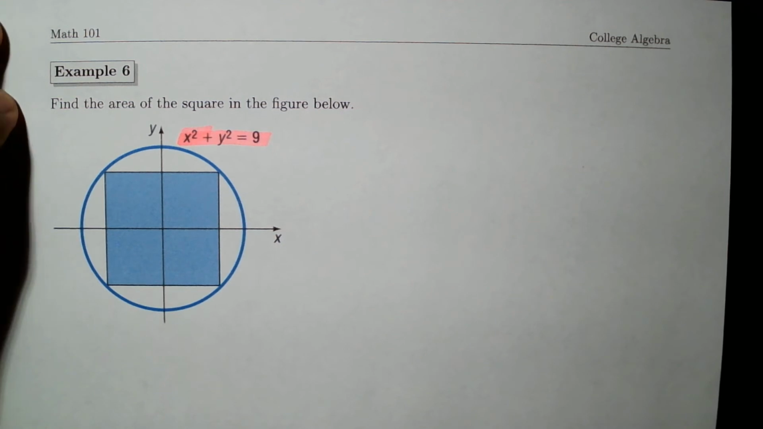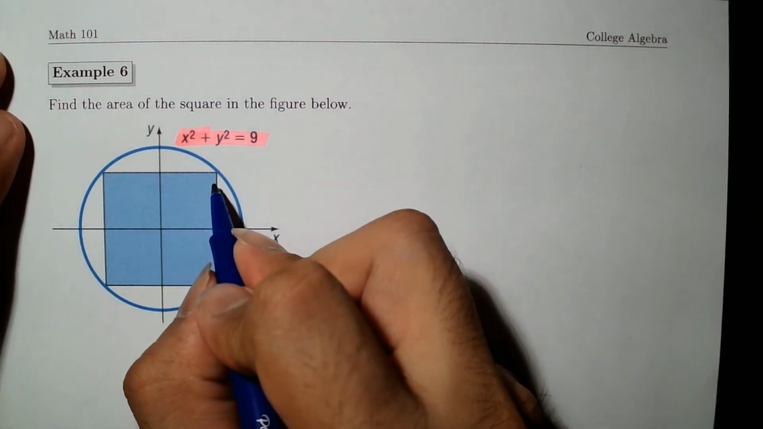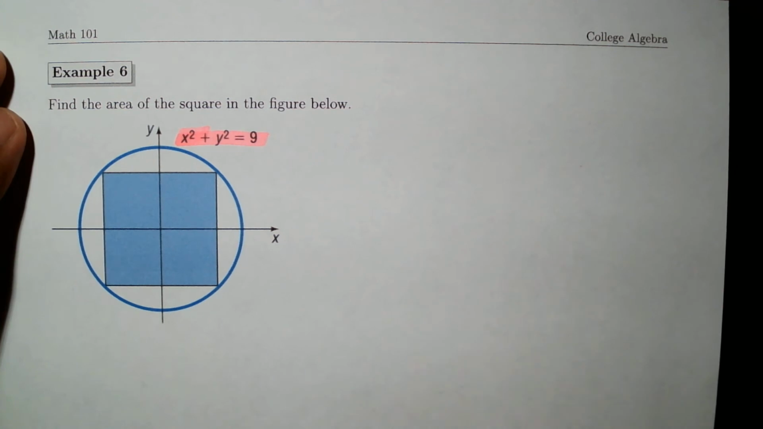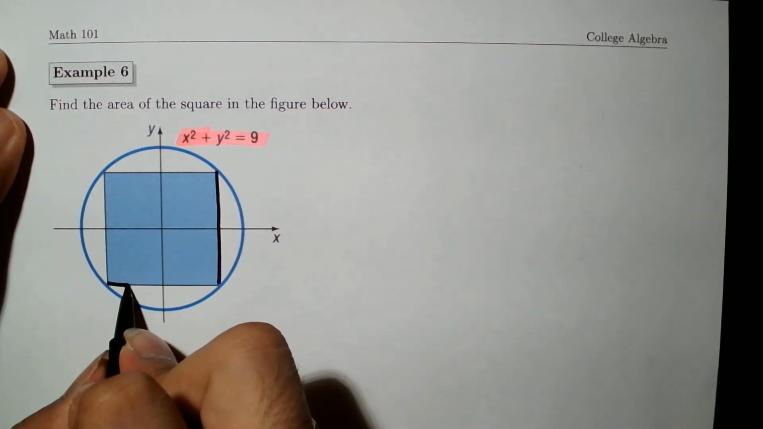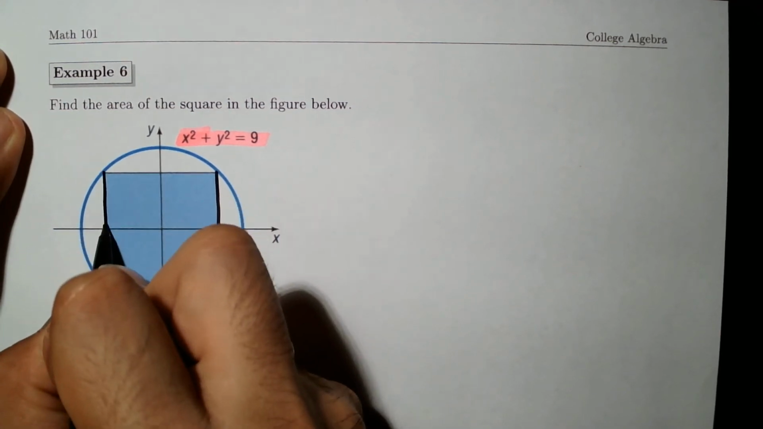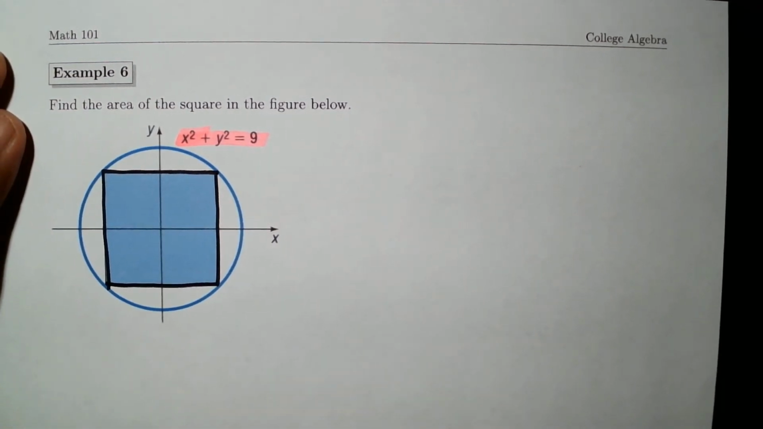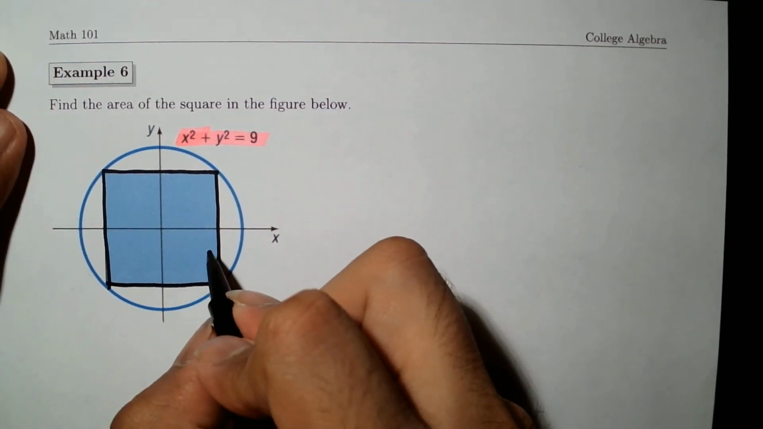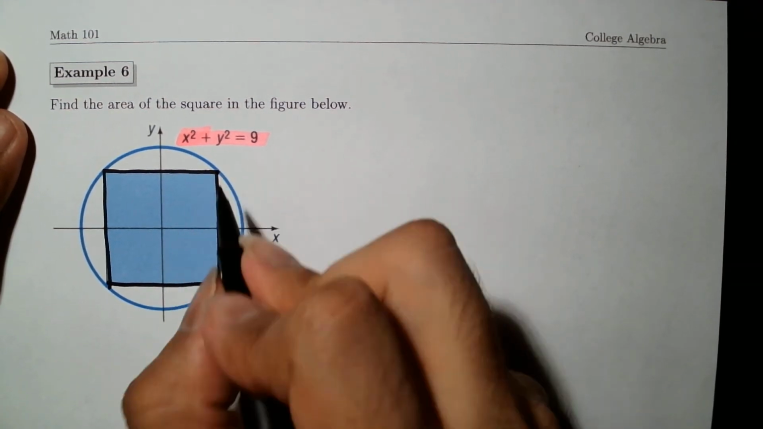Alright, what is the strategy here? Well, what do we need to know to get the area of the square? To get the area of the square, we would need the length of the side, and square it, because the formula to find the area of a square is length squared. But we don't know the length of the square. Alright, how do we find the distance from this point to that point on the circle?